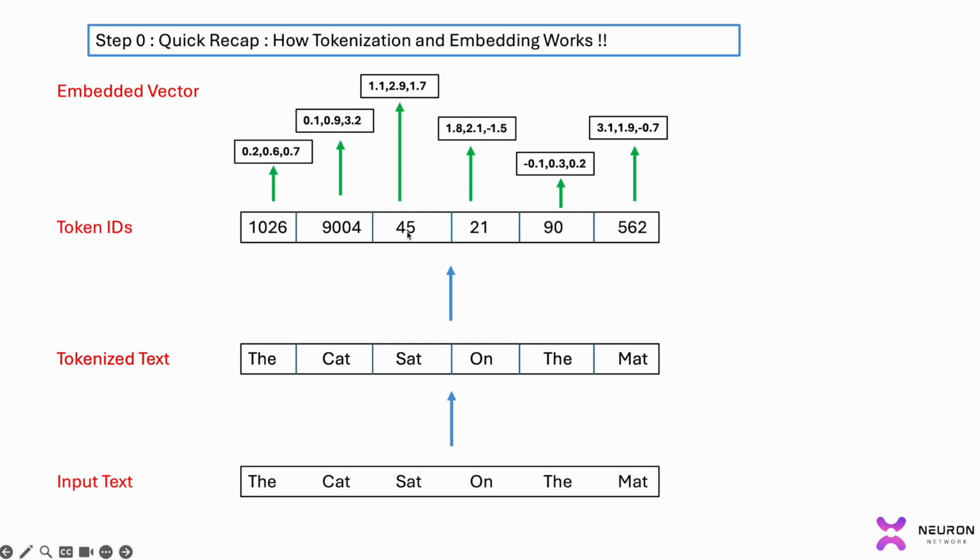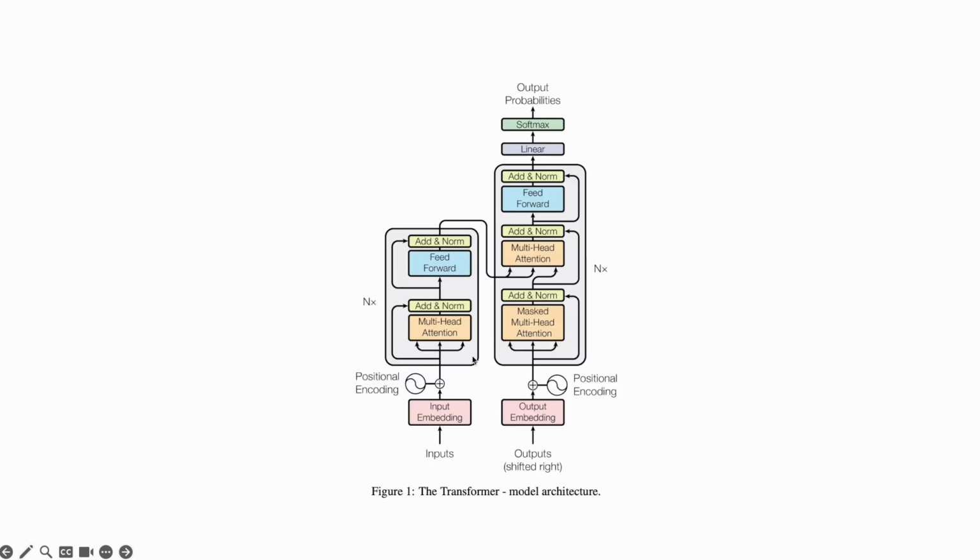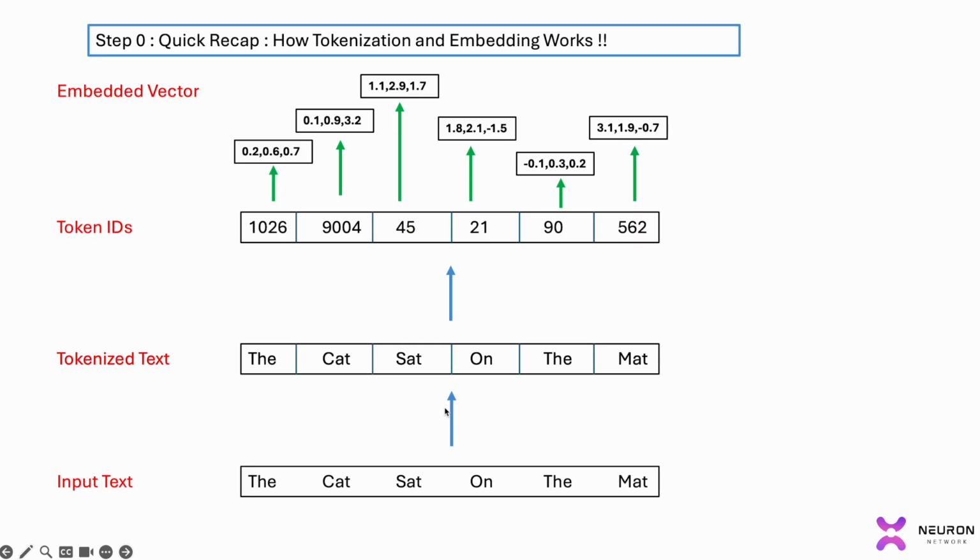Sat is assigned a token ID of 54 and henceforth. Okay. Now comes the next step, which is embedding vectors. This is the part you must have seen over here, the input embedding. The input embedding is a part of the transformer itself.